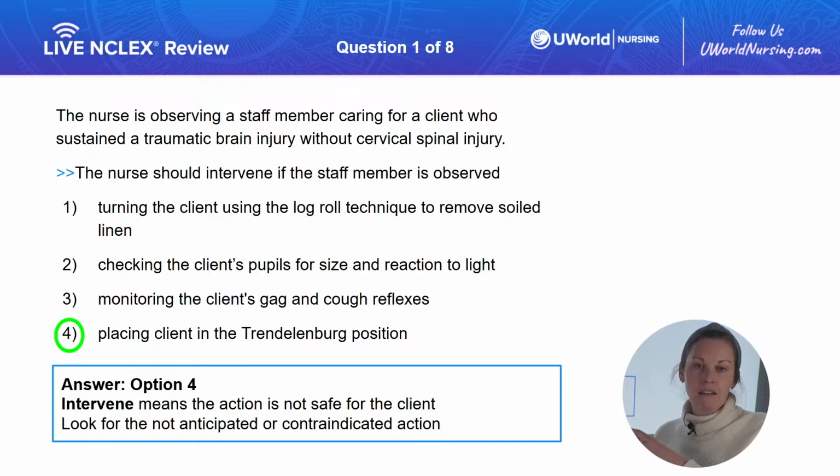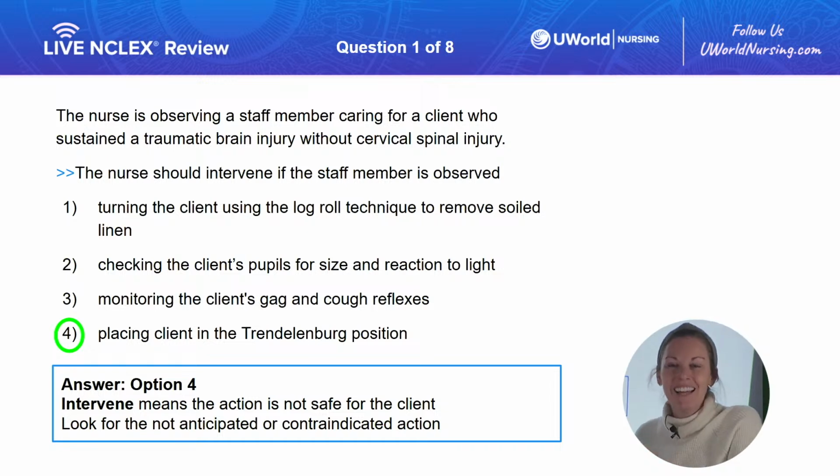And in opposite of that, what we see in option 4, placing the client in the Trendelenburg position. Trendelenburg is when our head is lower than our feet. If you think about that, that's not going to be good for a head injury if we're already having a lot of swelling, increased perfusion around our brain, and things are already tight in our skull. We don't want to push more blood that direction. So that's why we want to be at a good neutral 30 to 45 degrees. Putting someone's head down, we're going to intervene. That's not what we want to do.